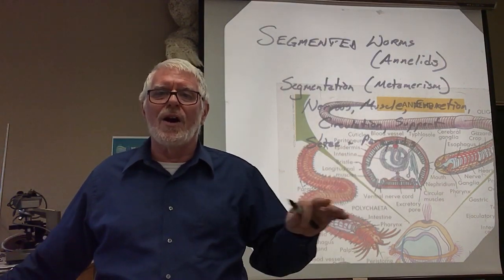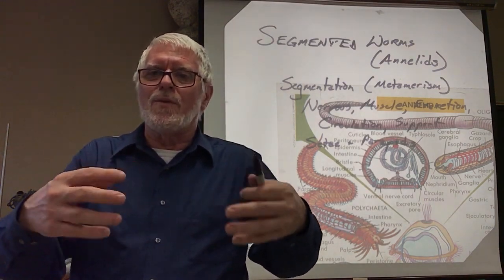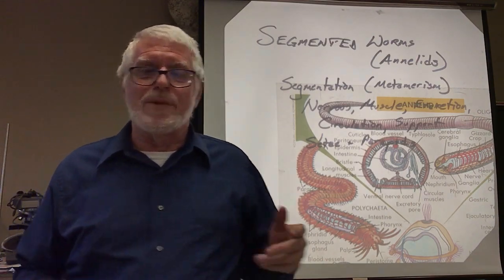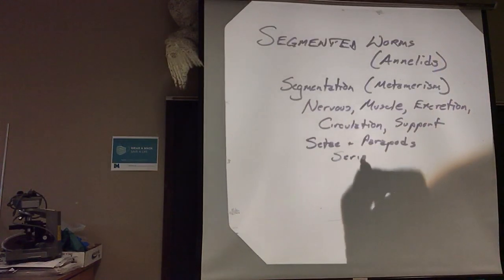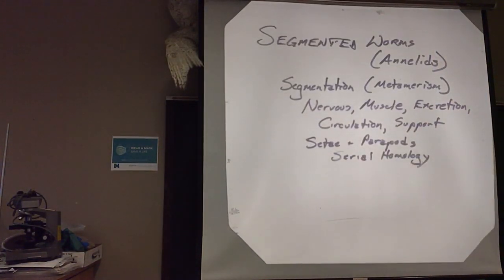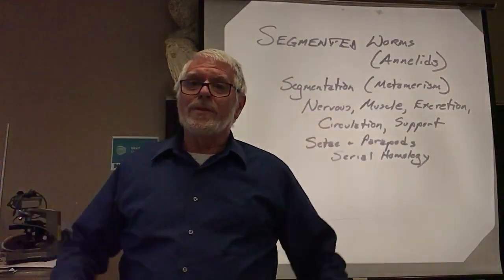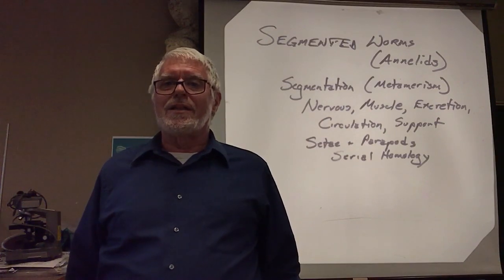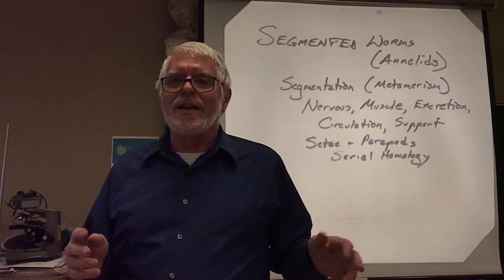And the parapods are that. And when you've got a bunch of them that just repeat and repeat, you wind up with a system that's called serial homology. In a series, you're building using the same structures. Our arms and our legs are serially homologous. Insect legs, there's 6 of those, serially homologous.